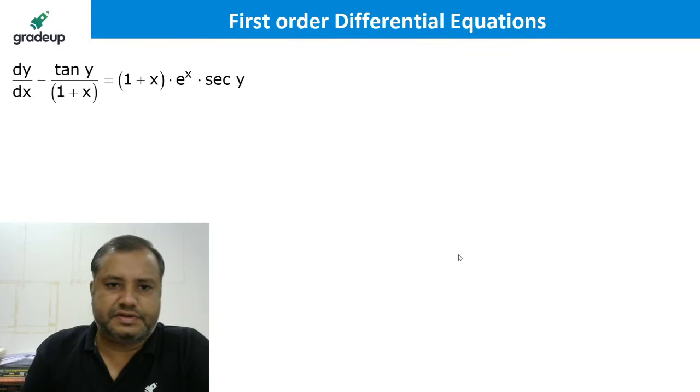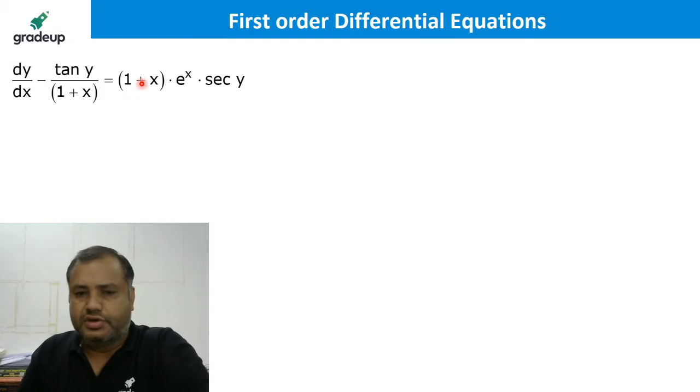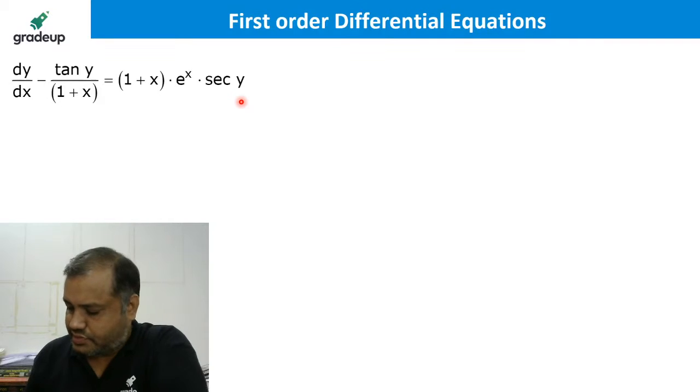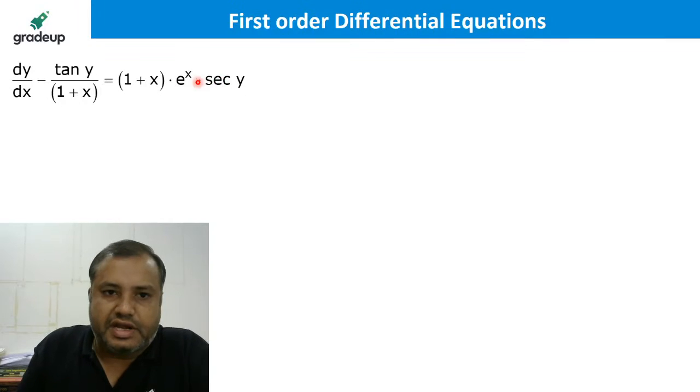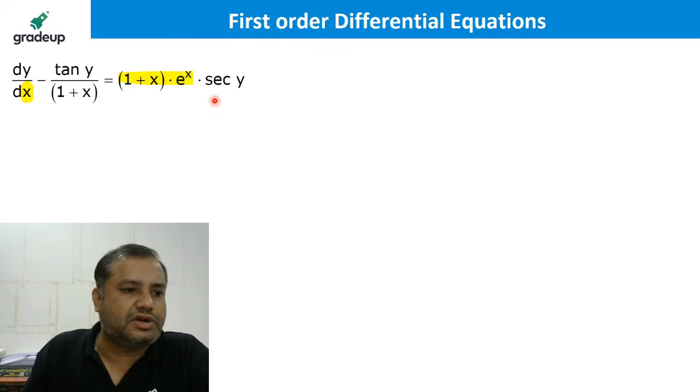Now see this question. Now in this question, we are getting a dy by dx pattern. In dy by dx pattern, right hand side is q. And q is function of independent variable. Here independent variable is x. So terms containing x are allowed on the right hand side. But this sec y is not allowed.